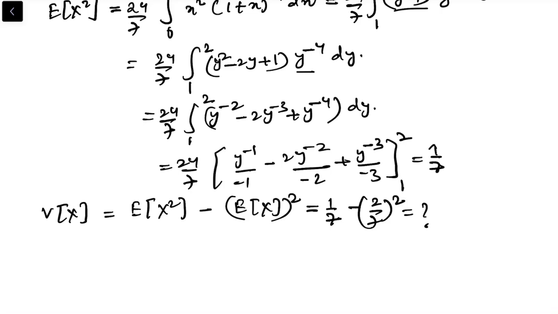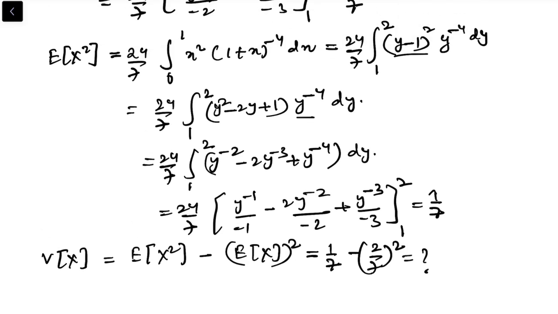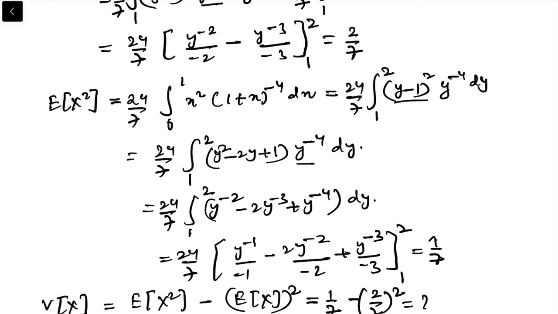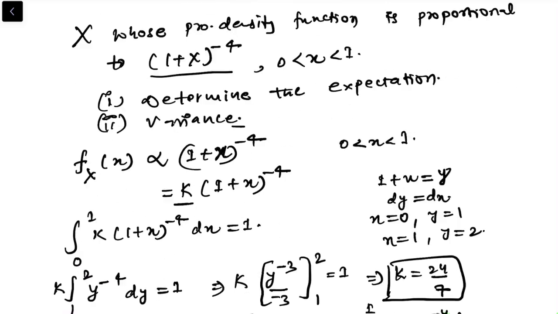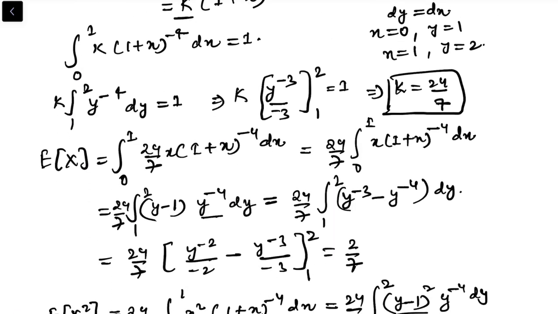So this is all about the discrete and the continuous random variable. Okay, so let's stop the video here, and in the next video I'll talk about distributions.